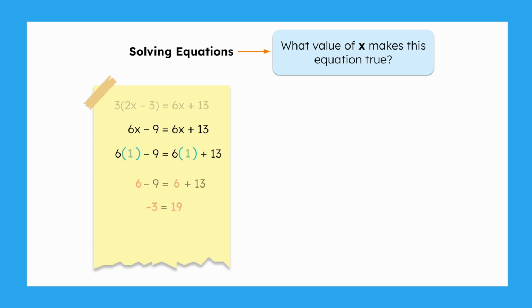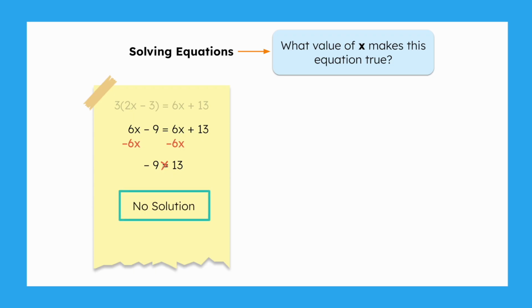No matter what value I use for x, 6 times some number minus 9 can never equal 6 times the same number plus 13. That's because when these variable terms cancel, negative 9 can never equal 13. So there is no solution to this equation.